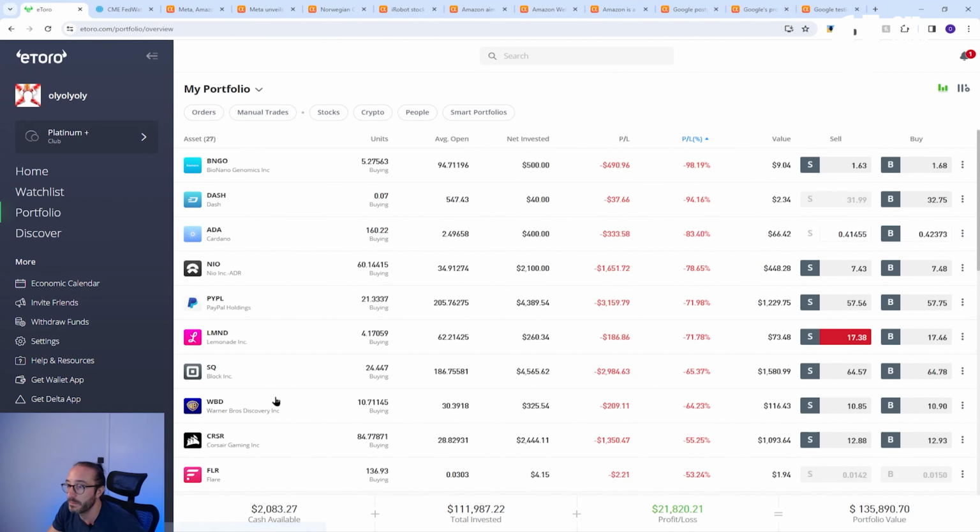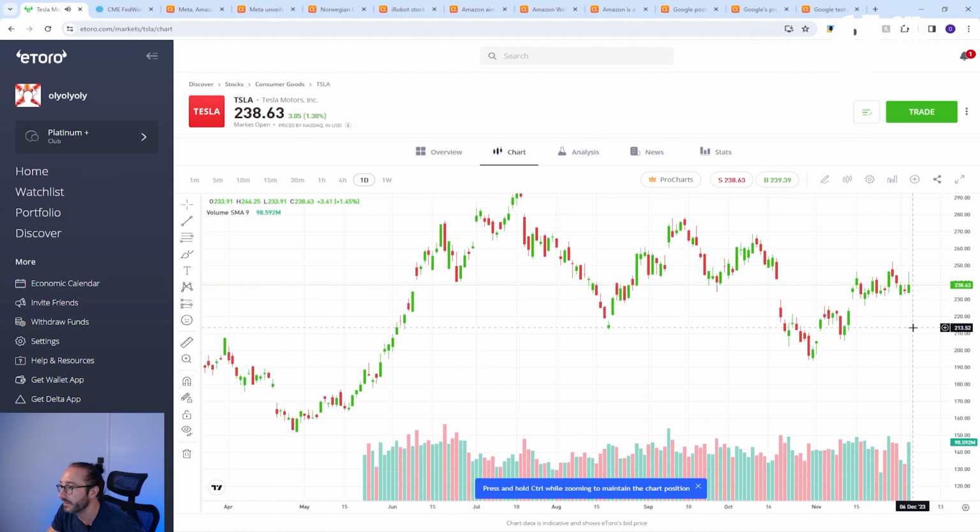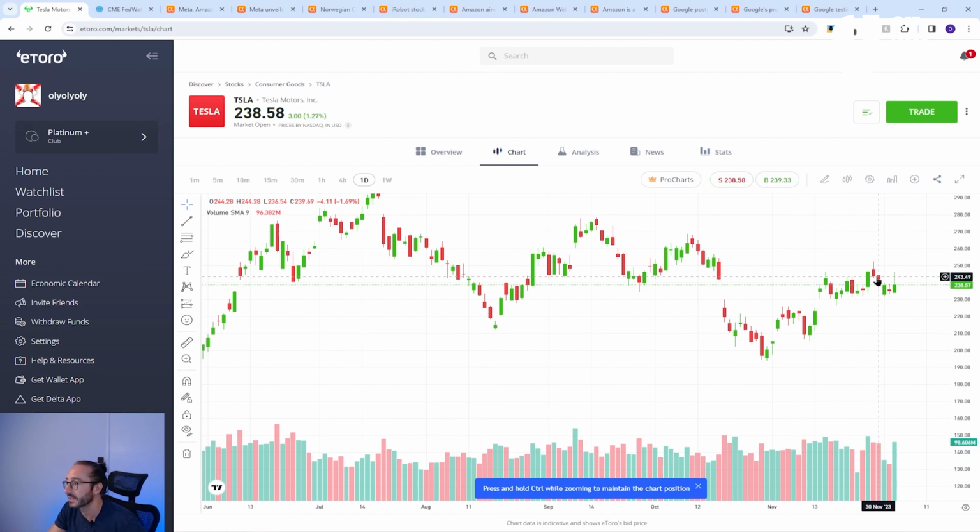I haven't bought any Google in a while. I may buy some if it pulls back a bit further. Next on my portfolio update is Tesla, and overall I'm up 18% roughly on this one. In November, this was up and has come down slightly as we've gone into December.